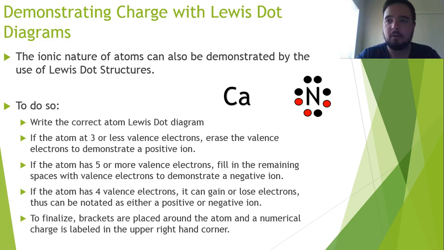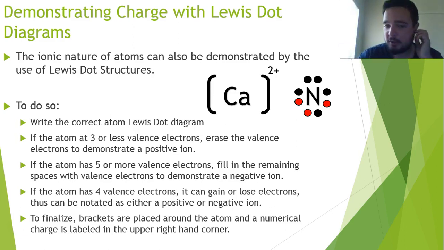And then to finalize this, what you do is you put brackets around the diagram, and then you put the numerical charge on it. So since calcium lost 2 electrons, you lose that 2 minus, therefore it has an overall charge of 2 plus. So for every electron that you lose, you do plus 1.